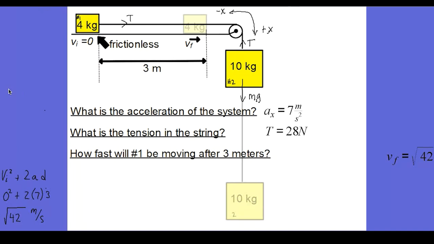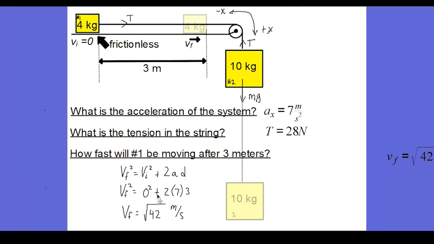So, how much work is done on the 4 kilogram block as it moves through a distance of 3 meters? First, I'm going to calculate how fast it's moving. Here are my calculations. I know it's a constant tension, so it's constant acceleration, and I can use my equations of motion. The block starts from rest, its acceleration is 7 meters per second squared, and the displacement is 3 meters. Solving for the velocity, I see that after moving 3 meters, it will be traveling at the square root of 42 meters per second.